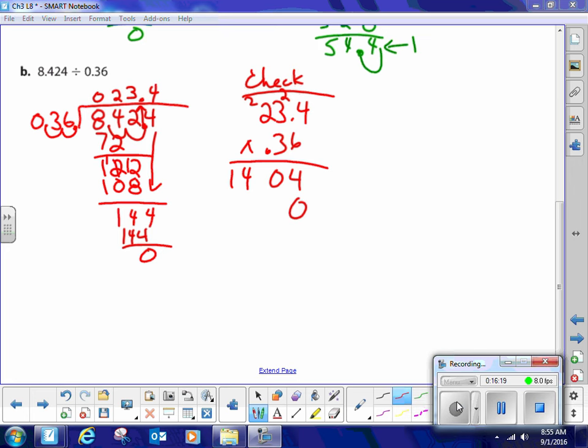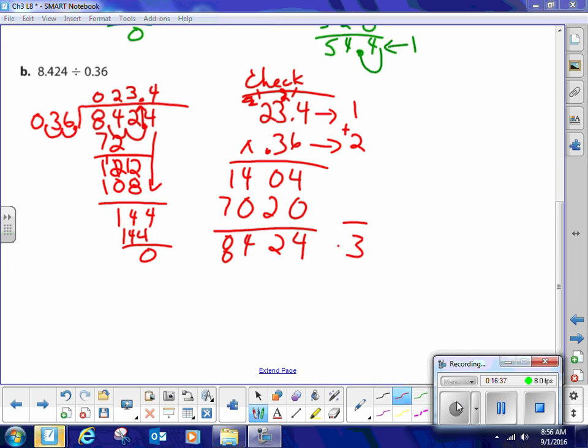Okay, 3 times 4 is 12, carry the 1. 3 times 3 is 9, plus 1 is 10, 0, carry the 1. And 3 times 2 is 6, plus 1 is 7. 4, 2, 4, 8, 1, and 2. That equals 8.424. So we have to give our answer 3 wubbas: 1, 2, 3. Excellent. It's all working out the way we want it to.